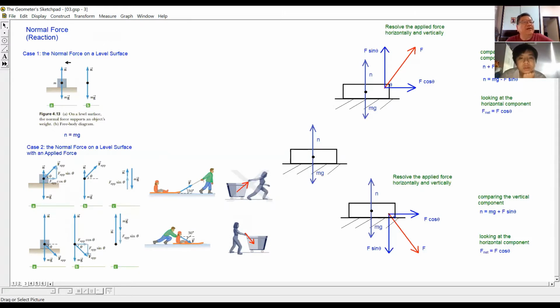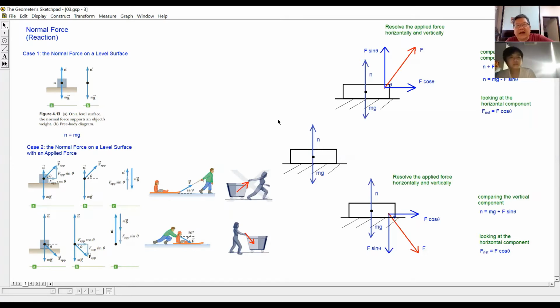The first case, normal reaction on a level surface. The table here is the level surface. This object has a mass of m, and there is a gravitational force of mg acting on the object. The normal reaction means a reaction perpendicular to the surface of the table. And that reaction, according to Newton's third law, is equal to mg, but opposite to mg.